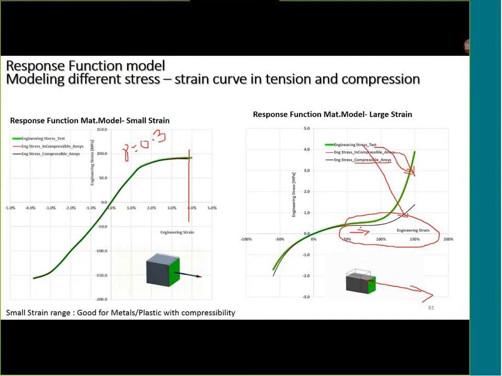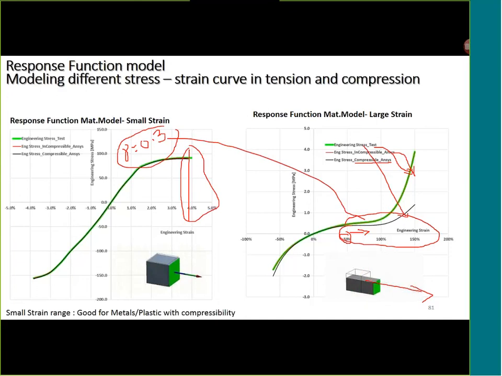The limitation is that with metal, which has good compressibility, we cannot use that at very high strain range. But typically when we are dealing with metal, we are limited to 4 or 5% strain, wherein assuming some compressibility also gives a very good result. So this response function model can be used to capture different stress strain behavior in metals also.